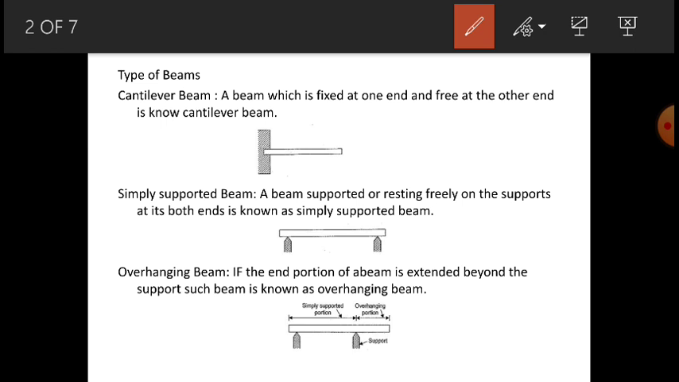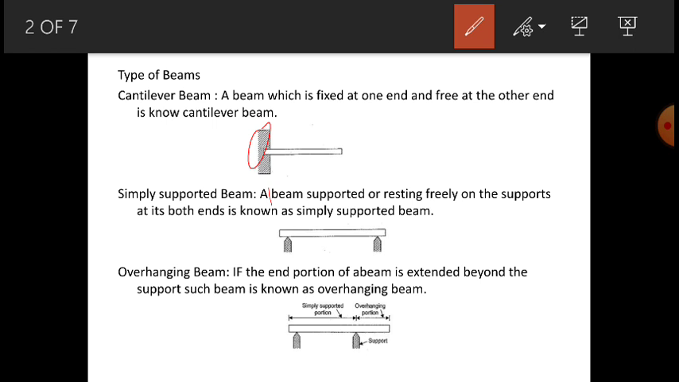Next is the simply supported beam, a beam which is supported at both ends, where the beam is supported freely on both ends. It is not fixed, it is just resting over the two supports. It is resting freely on the supports. It is not rigidly fixed with the supports, like in the case of the cantilever. Here it is rigidly fixed. Here it is just placed above the supports at the two ends. That is called simply supported.